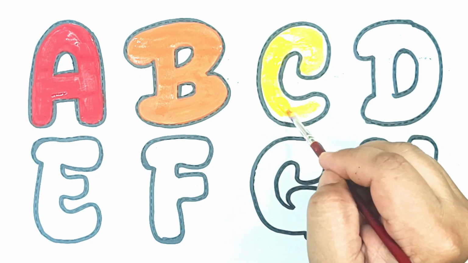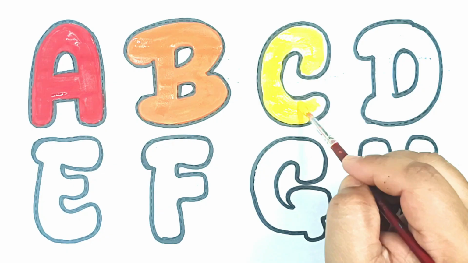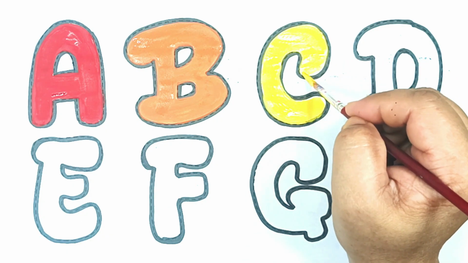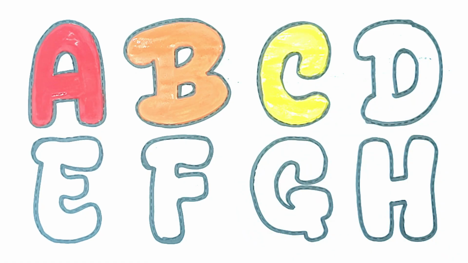C is for carrot. C is for car. C is for candle, with its flickering light.